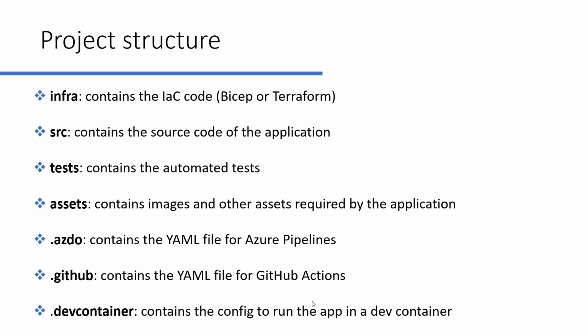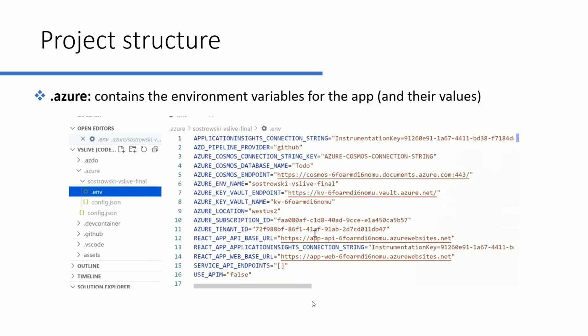in the .github folder. The .devcontainer folder contains the configuration to run that application in a dev container, so you don't have to run it on your machine. For example, if you don't want to install .NET or all the prerequisites on your machine, you can run the application in a dev container that has all of these prerequisites. The .azure folder contains the environment variables for the application.